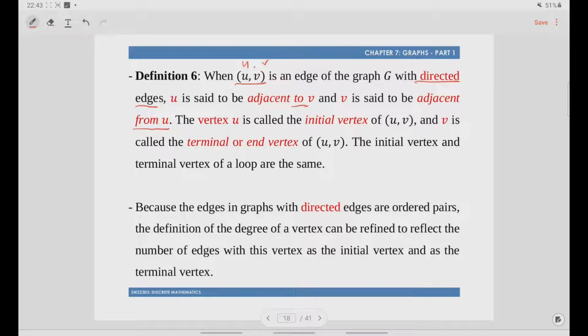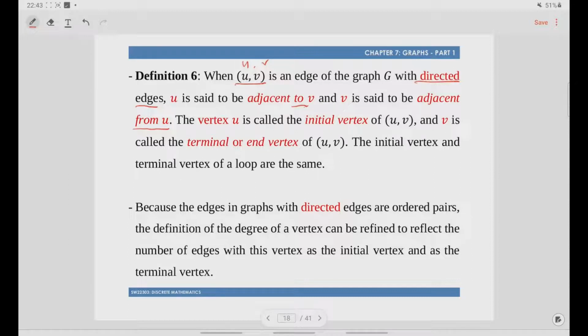So the vertex U is called the initial vertex of UV, and the vertex V is called the terminal or the end vertex of UV. That's why the order is important, because we know which one is the initial vertex, it is U, and we know which one is the terminal vertex, which is V. The initial vertex and terminal vertex of a loop are the same.